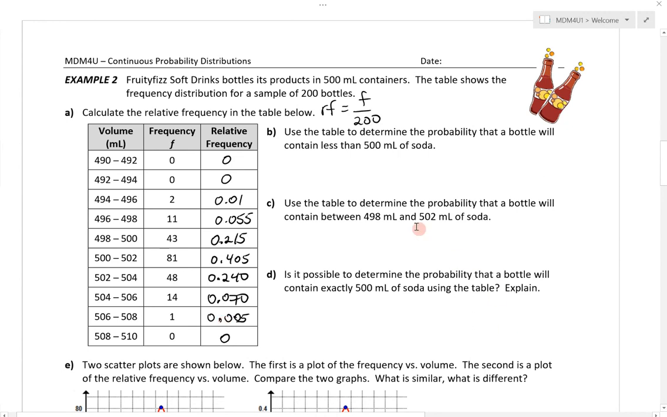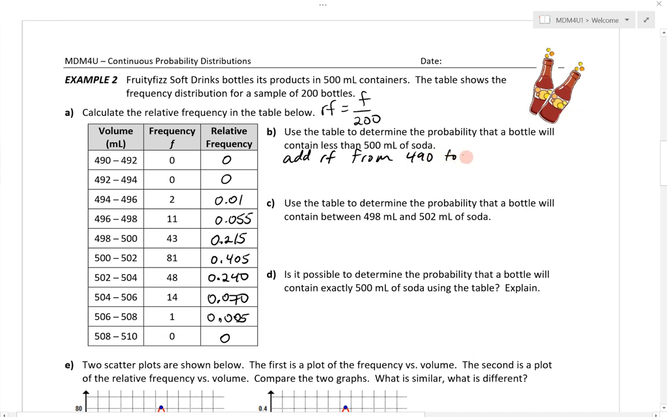Part B, use the table to determine the probability that a bottle will contain less than 500 milliliters of soda. So for 500 milliliters of soda, what interval are we looking at here? Well, we're looking at the interval between 490 and 500. What I'm going to do is add up these relative frequency values, and I use these as the probability values.